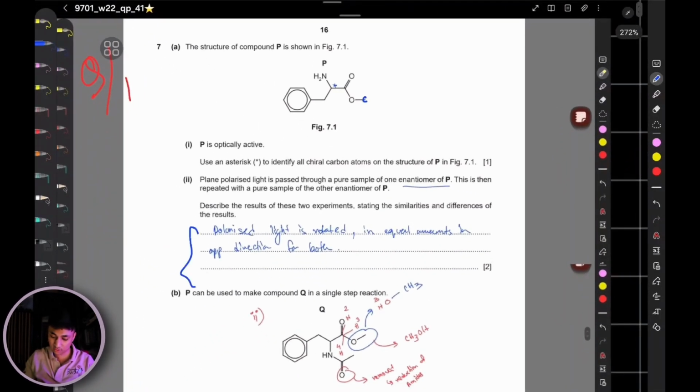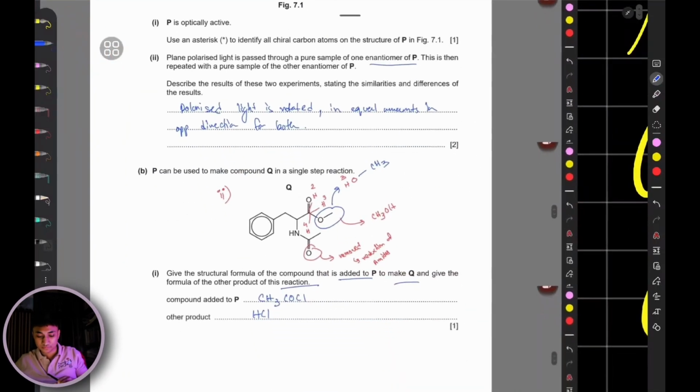So in this case, they're asking what is the difference if I throw some light on the 2 different enantiomers. Polarized light is rotated in equal amounts in opposite directions for both, right? For both the enantiomers, the magnitude by which the light rotates stays the same, because both are the same compound, just optical isomers of each other. Hence, the direction of rotation changes, however, the magnitude doesn't change. That's it.